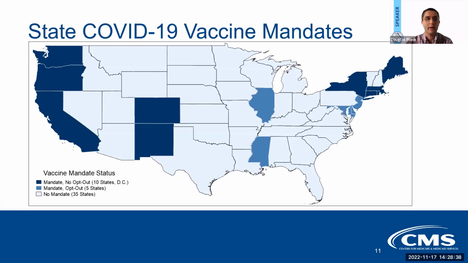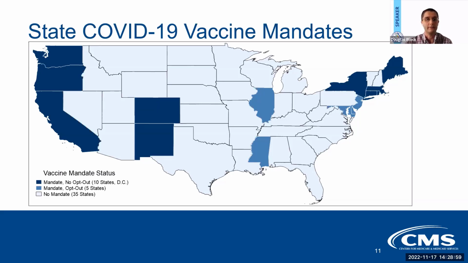And if they did have a mandate requiring nursing home staff to be vaccinated, could employees opt out without needing a religious or medical exemption? In other words, were people given the option to say, I don't want to get the vaccine, but I'm willing to be tested 2 or 3 times a week, so I don't need to get it. And what we found was that 10 states in Washington, D.C.